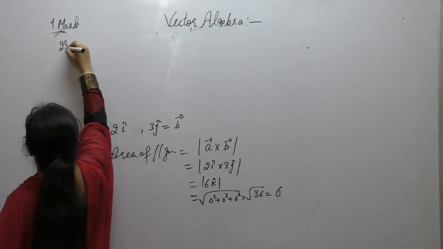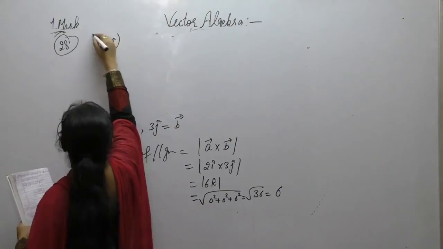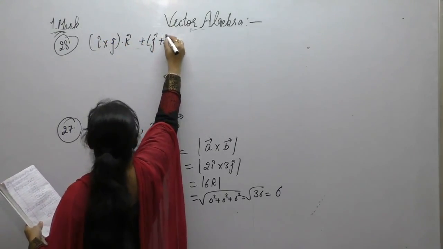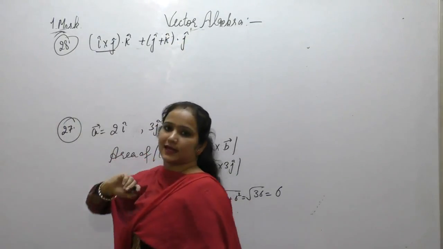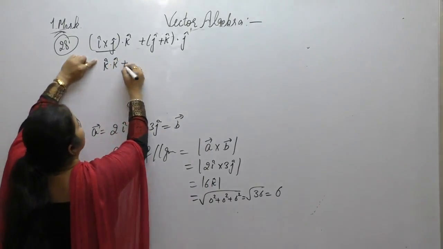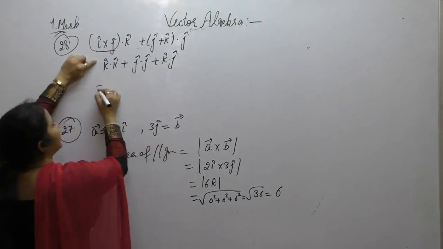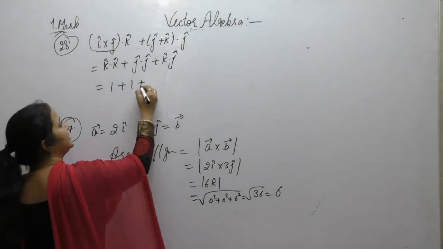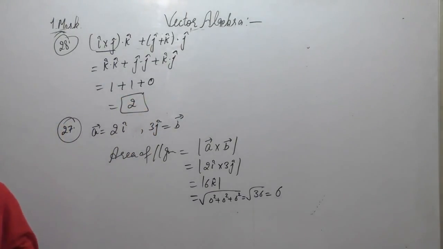Now next one is write the value of i cross j dot k plus j plus k dot j. We know that i cross j has value equal to k component. So k dot k plus j dot j plus k dot j. K dot k has value 1, j dot j has value 1 and k dot j has value 0. So the answer is 2. Note it down.